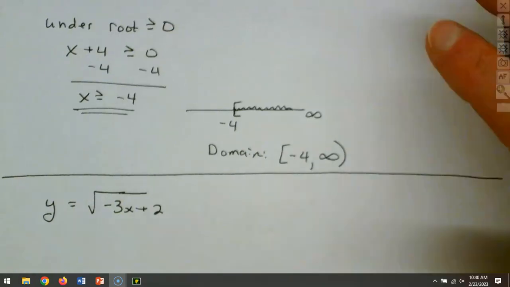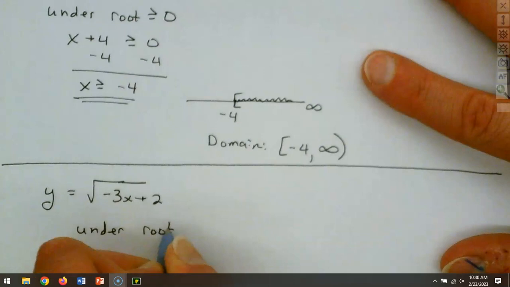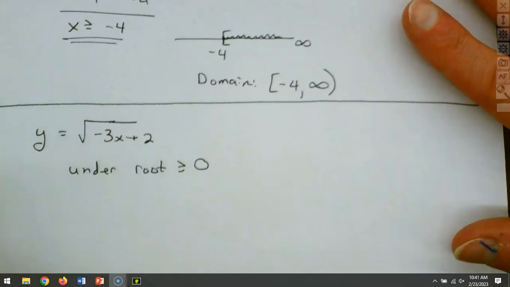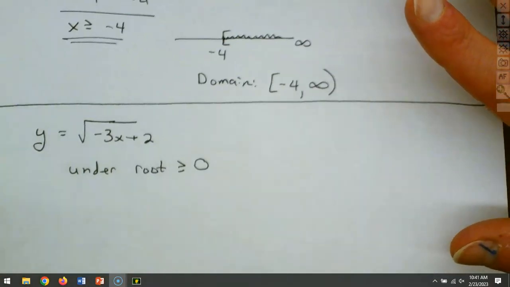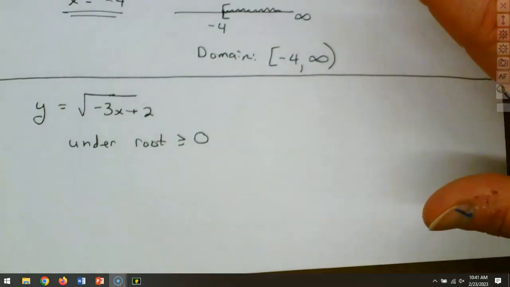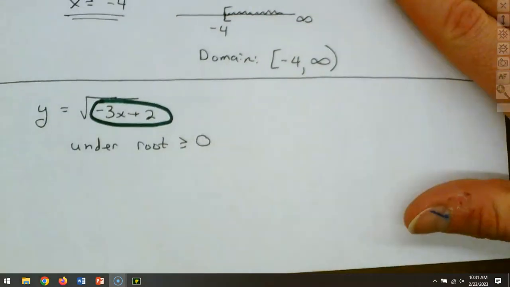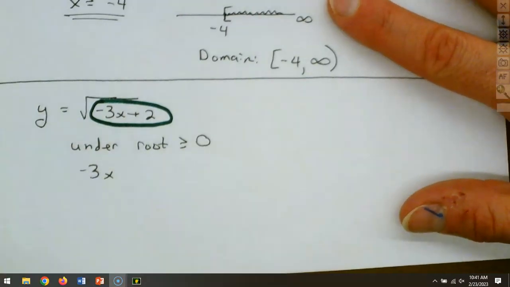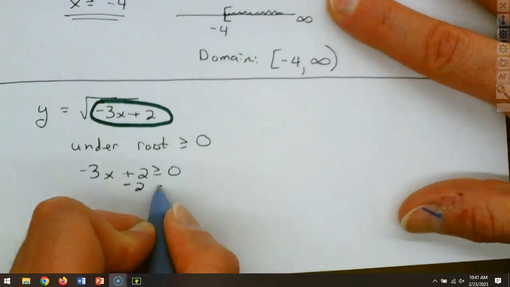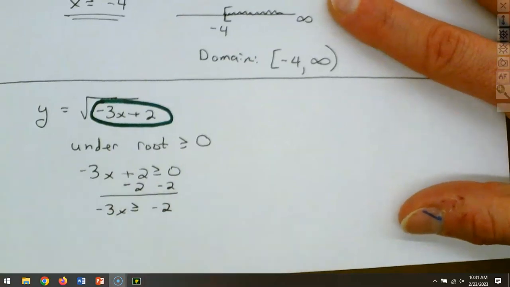It's something else. So what do we need to do? We need to set what's under this root greater than or equal to 0. Now, I picked this one because when we work with inequalities, what happens when we divide by a negative? It's going to flip my inequality symbol. So what's underneath my square root is minus 3x plus 2 greater than or equal to 0. We'll move that 2 over. So now we've got minus 3x is greater than or equal to negative 2.